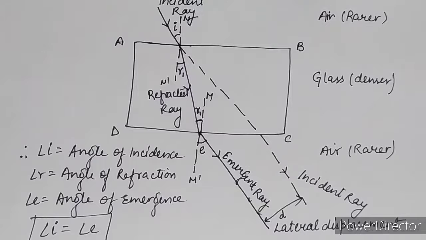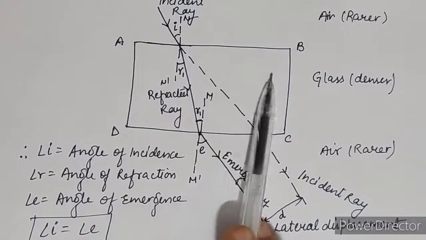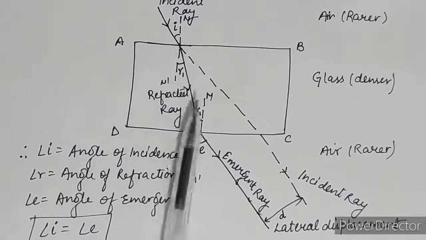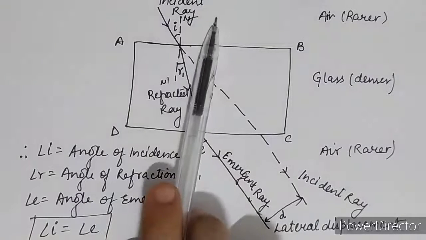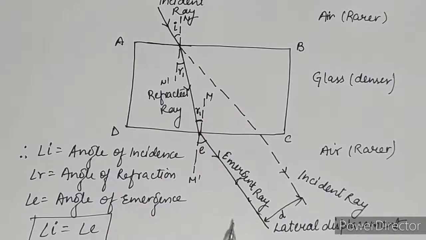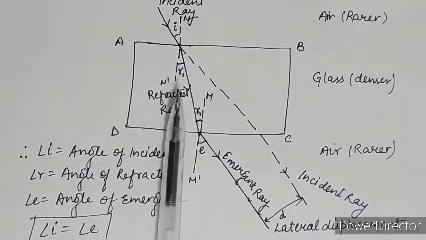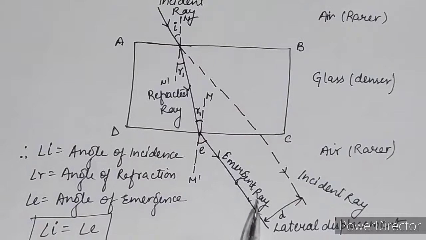Clear? So this is the fifth one. The theory for this you have to write on your own: the refraction of light occurs in the refraction through a glass slab twice. Once from air to glass, then second from glass to air. Means first from rarer to denser, then from denser to rarer. First when the rays enter the slab, and when it comes out of the slab.